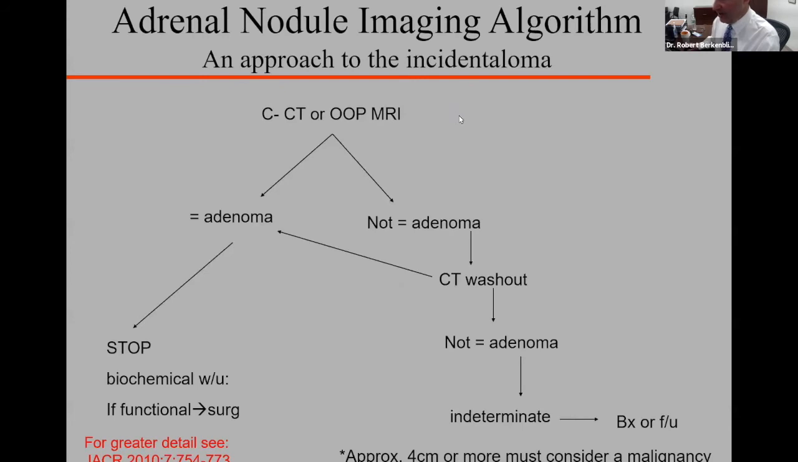So we can sum that up here with this algorithm for evaluating an incidentaloma. If we do a non-contrast CT or a post-phase MR and it behaves as an adenoma, we're done imaging. The patient goes for biochemical workup, and if functional, they tend to go for surgery. If that is not consistent with an adenoma, they can go to a washout study. If that behaves like an adenoma, they can then go on for biochemical workup and a functional surgery. If it doesn't behave like an adenoma, it's indeterminate and will require biopsy or follow-up.